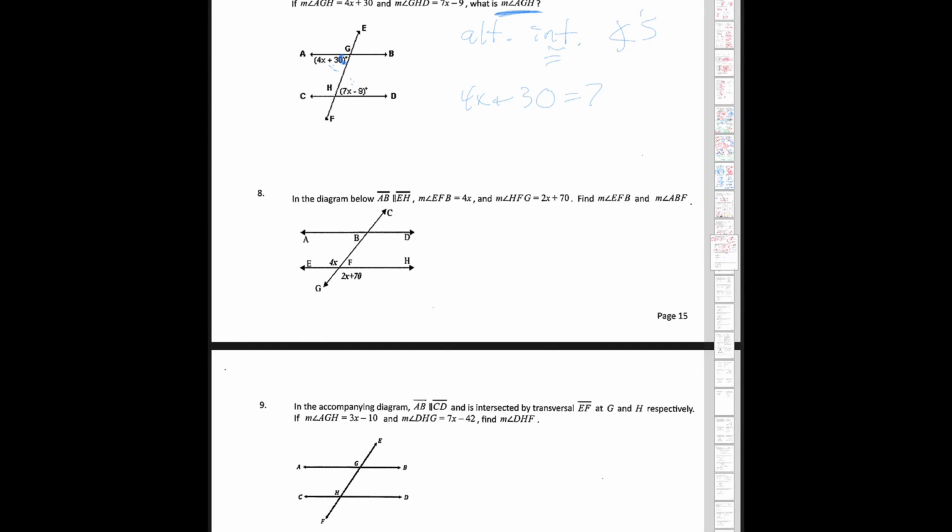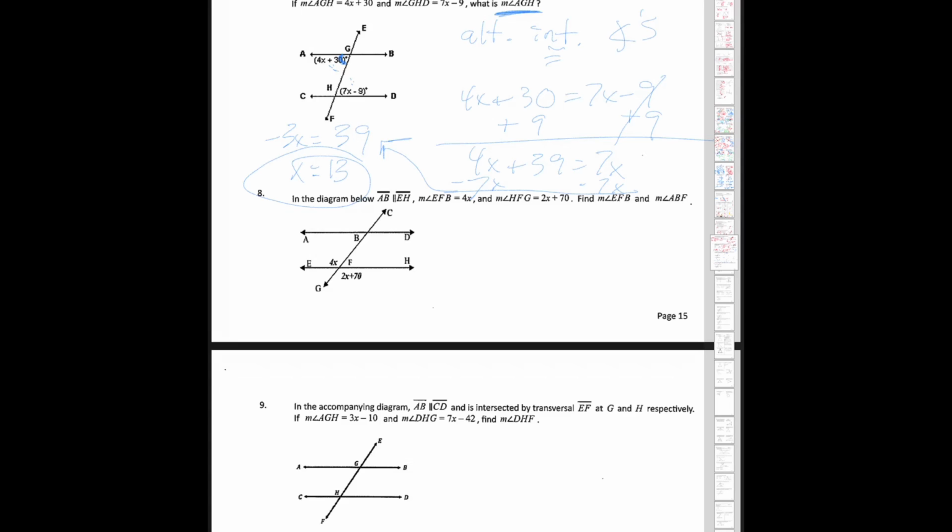So 4x plus 30 equals 7x minus 9. I'm going to go ahead and solve. So add my 9. I add my 9. Goes away. 4x plus 39 equals 7x. Subtract 7x. So now I get negative 3x equals 39. And then I get x is equal to 13. So I have my x is equal to 13.